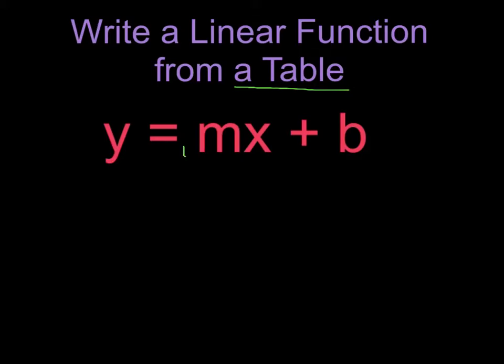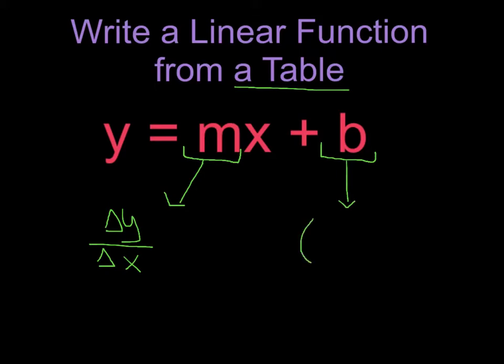Just another reminder, m is always your slope, and to find slope, it's always the change in your y values divided by the change in your x values. And then b is always the y-intercept, and you can think of that as the point that crosses the y-axis, which would be where x is 0. So whatever y value matches up to when x is 0, that is your y-intercept.